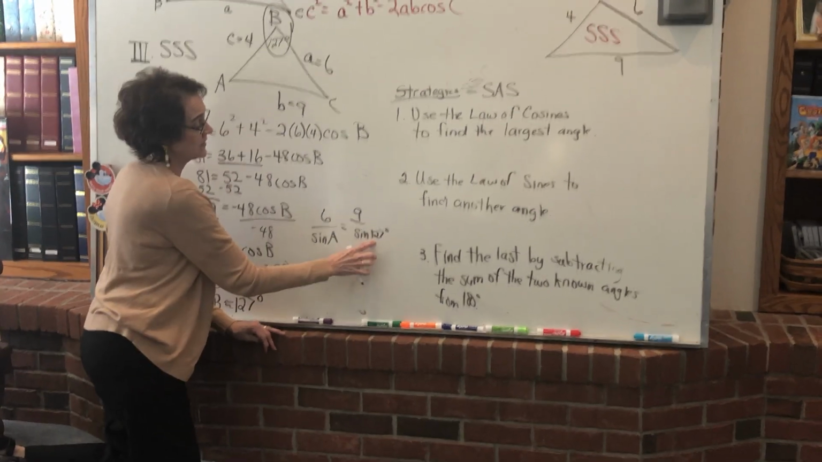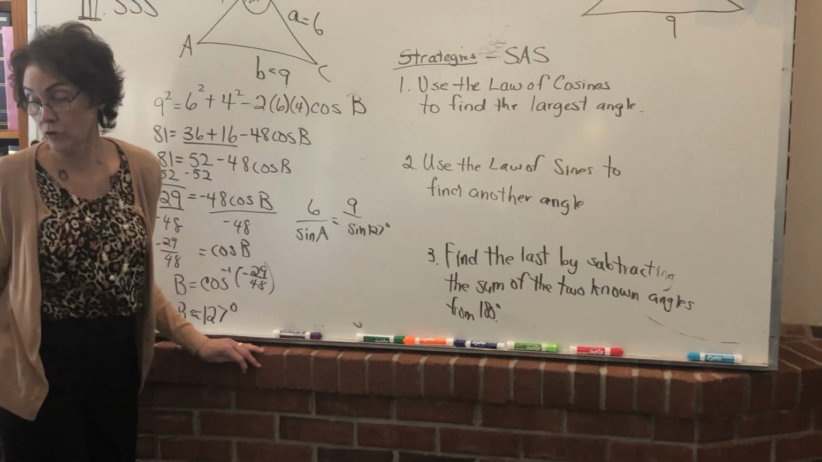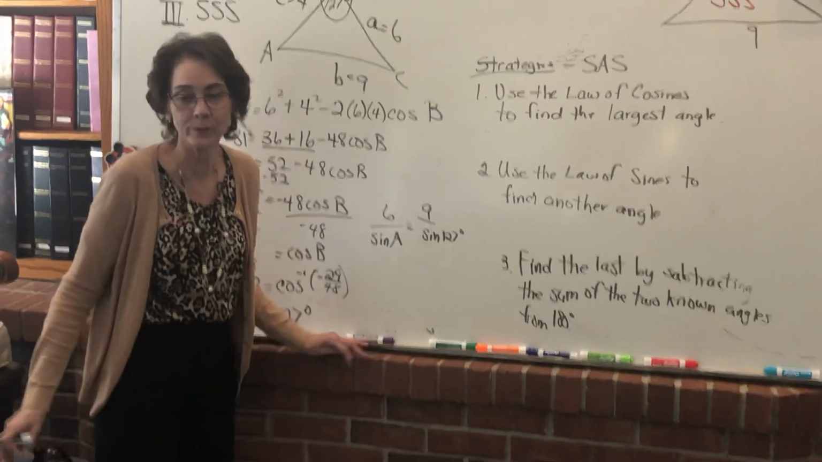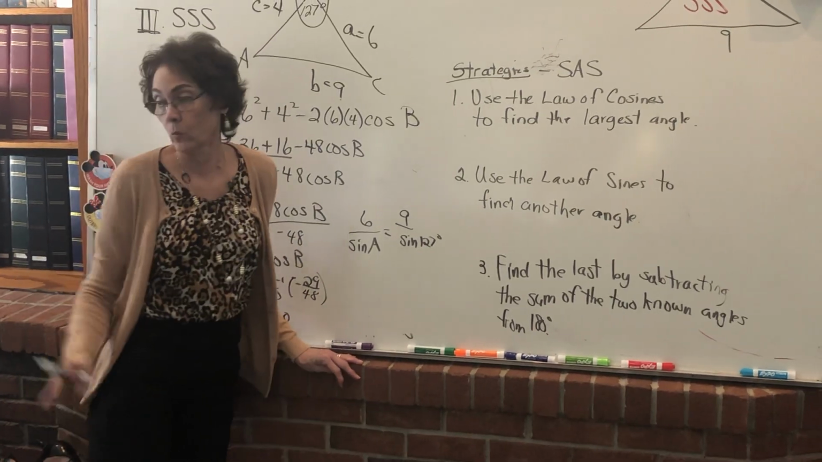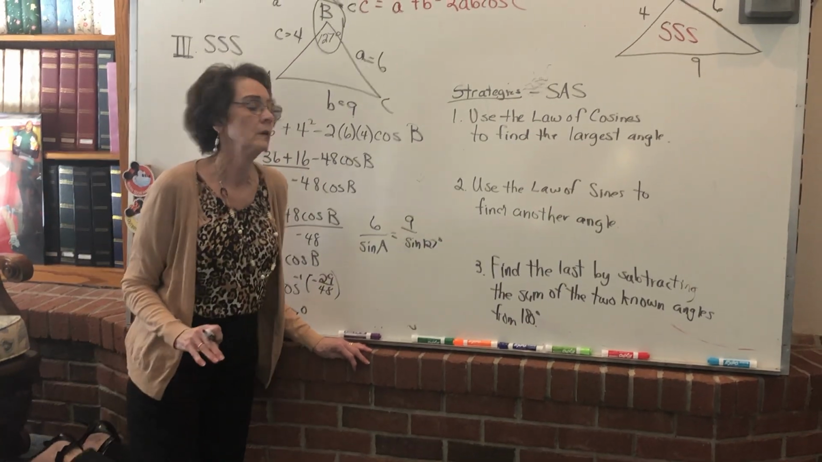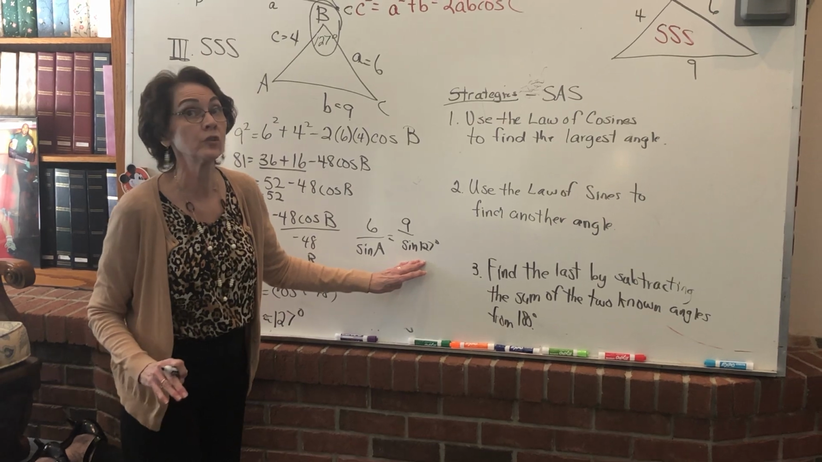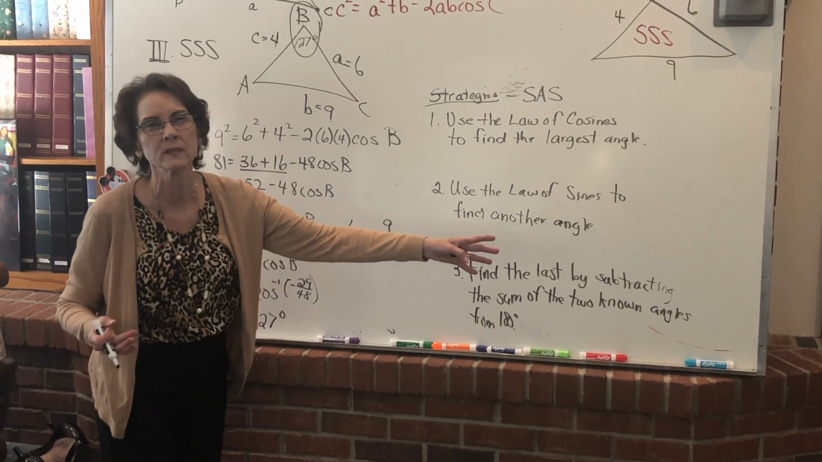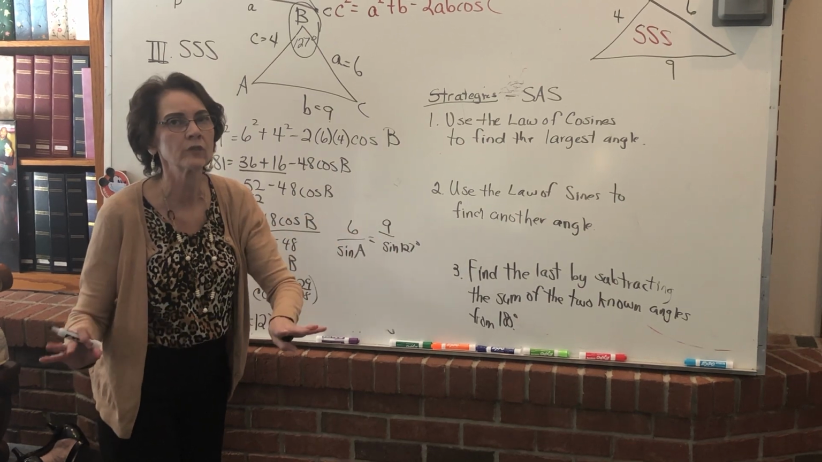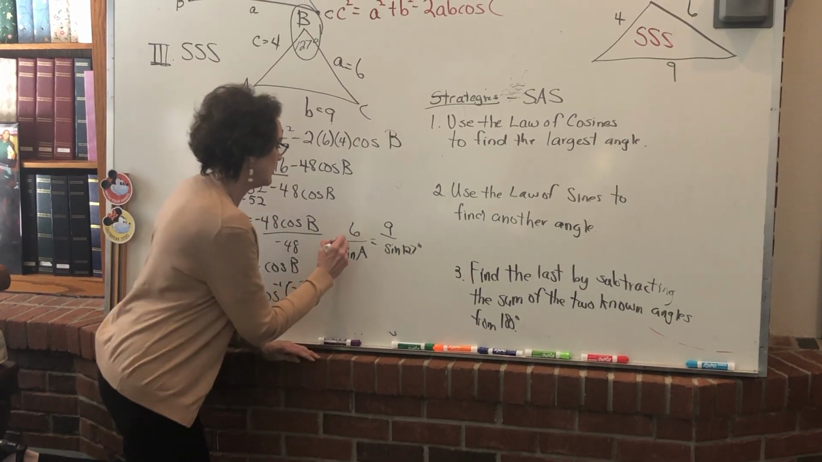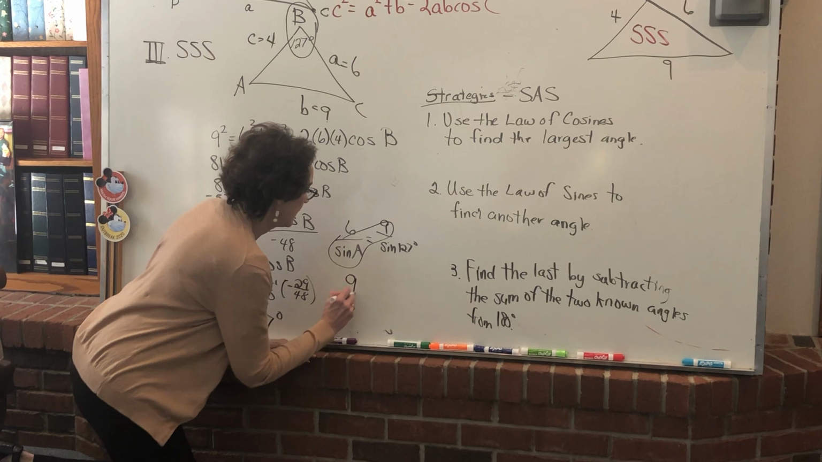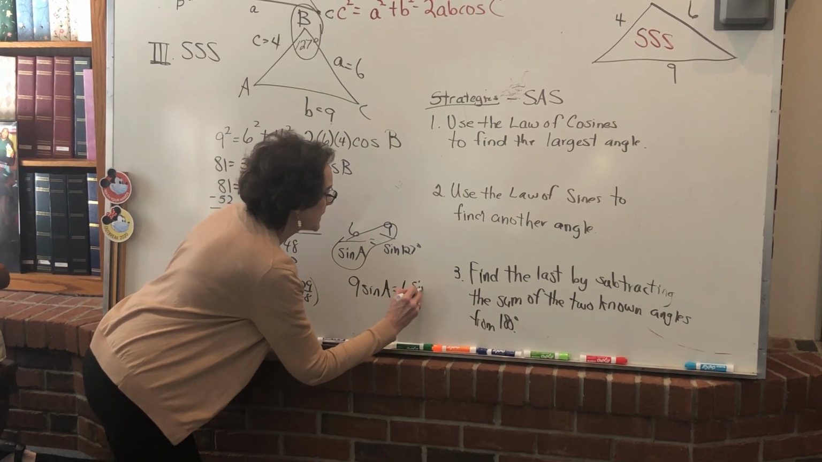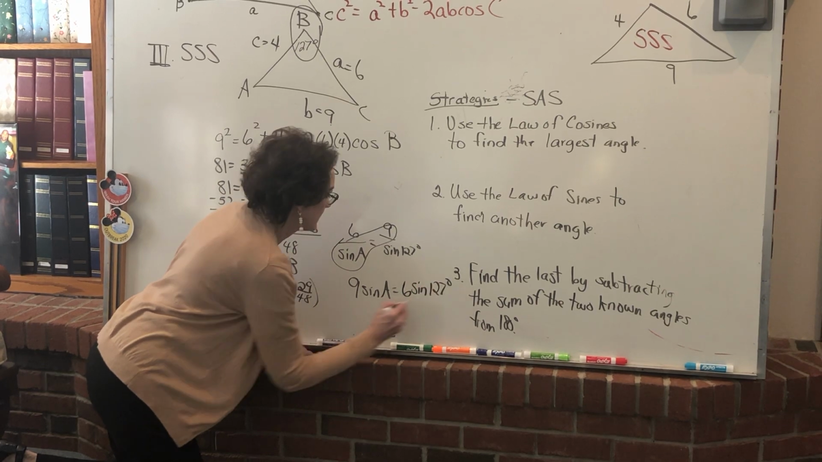So back to this though. When you use your calculator, what you probably really want to do is take it out about 3 or 4 decimal places. That way you know you'll get the right answer. Okay. All right, doing the cross products. 9 sine A equals 6 sine 127 degrees.